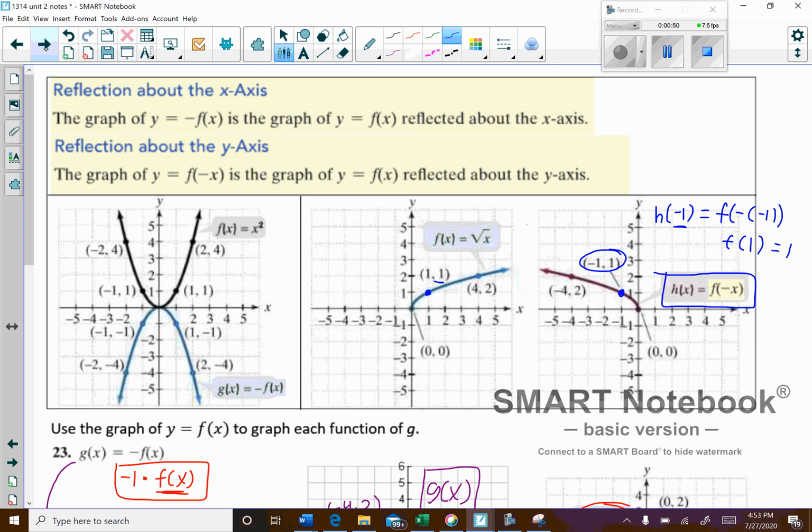Okay, if you're going to reflect across the x-axis, that's where you throw the negative right in front of your function. So once again, in this case, it's x squared. So see, this is negative x squared down here. If you're going to go across the y-axis, the negative is actually there with the x. So this would be the square root of negative x. That would be the one that is reflecting across the y-axis.